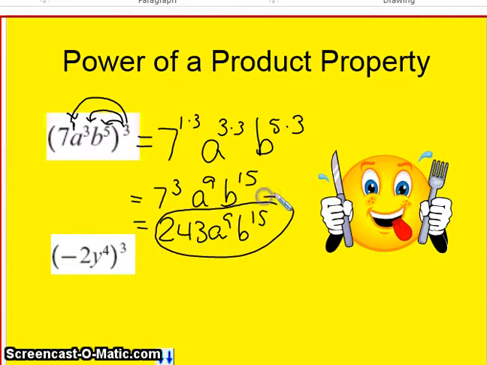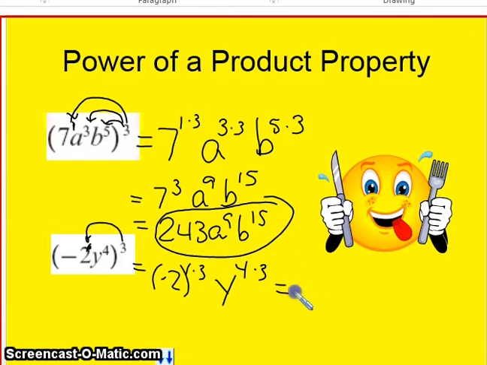So that is my simplified form. Now in this next example, I've got an exponent on my 2 here. It's an imaginary 1. And then the exponent on my y is a 4. And since I have a 3 outside the parentheses, I'm going to need to multiply this 3 by every exponent inside the parentheses. Now I have negative 2, notice this negative out here, to the 1 times 3 power. And then I have y to the 4 times 3 power.